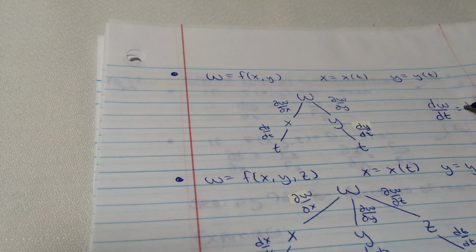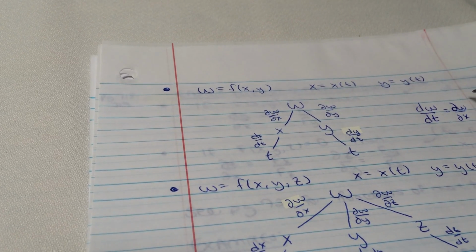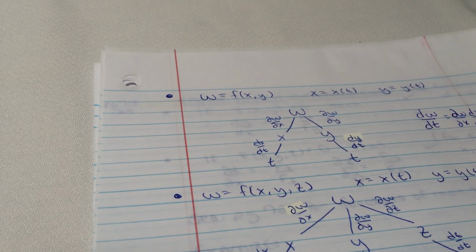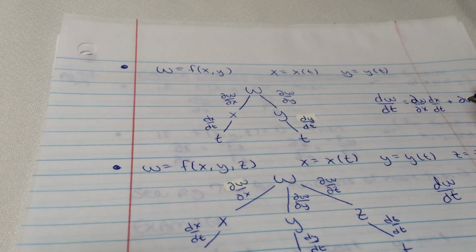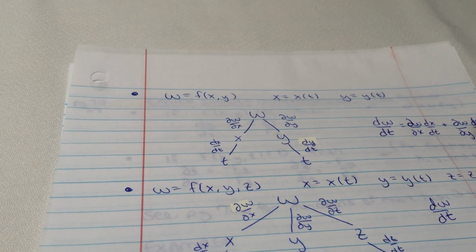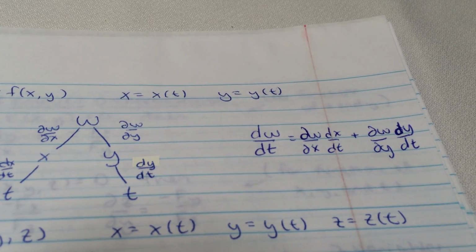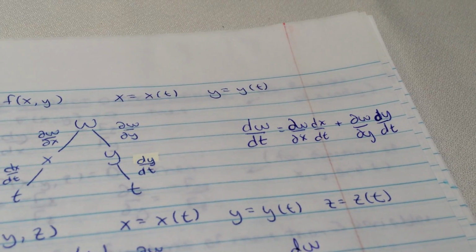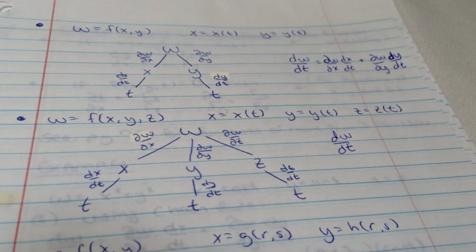So let me write this real quick. Curly D W, curly D X, and then I'm going down the branch, so I multiply, straight D X, straight D T. And then when you switch over to another branch, now you add. So I have curly dW, curly dY, straight dY, straight dT. That's supposed to be a straight D. See how if you're going down the branch, you multiply, and when you jump a branch, you add. So you try this one on your own.